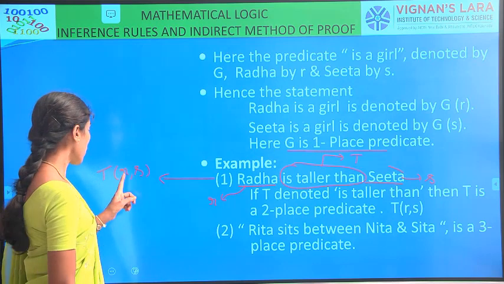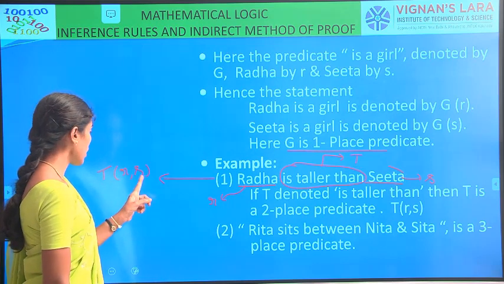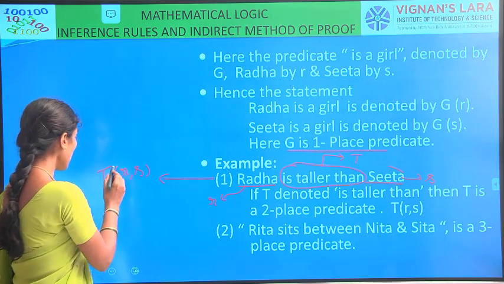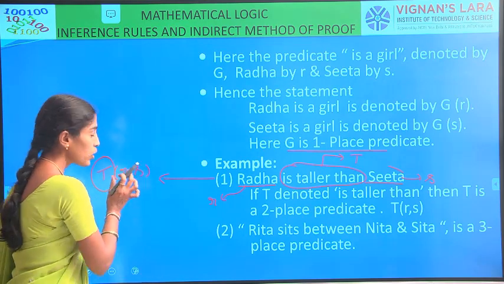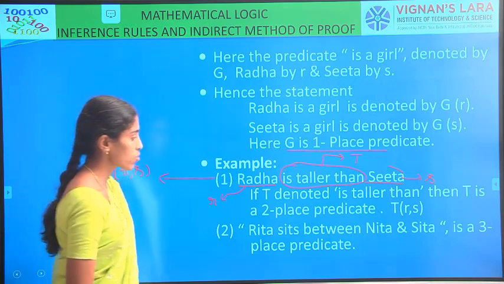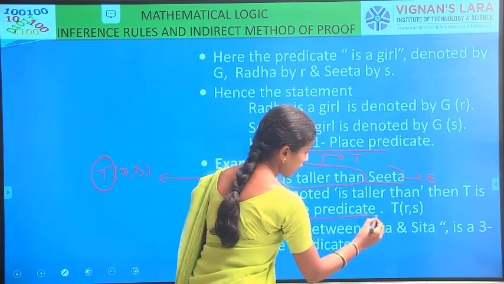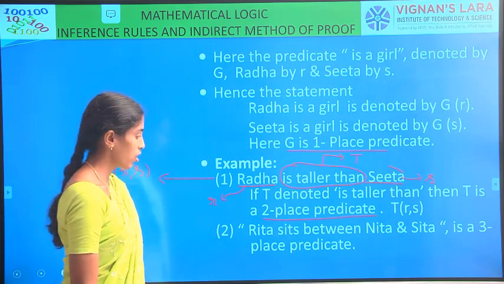So the meaning of T(r, s) is that Radha is taller than Sita, because here T is placed between two different objects. So T is called a two place predicate.